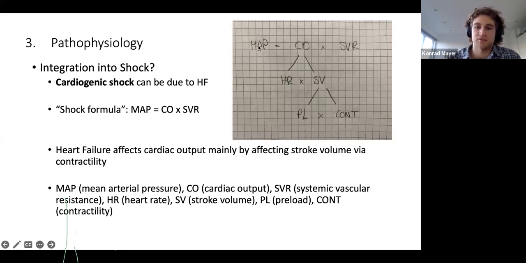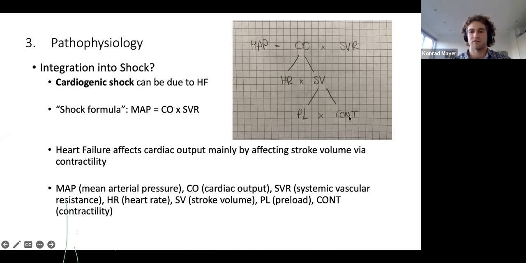This is the mean arterial pressure equals cardiac output times systemic vascular resistance. Cardiac output is a combination of heart rate and stroke volume, and stroke volume is a combination of preload and contractility. So what happens in cardiogenic shock is that there's something wrong here, and in the case of heart failure, it can have an effect on many of these things, but mostly on contractility because of chronic heart remodeling and heart damage.